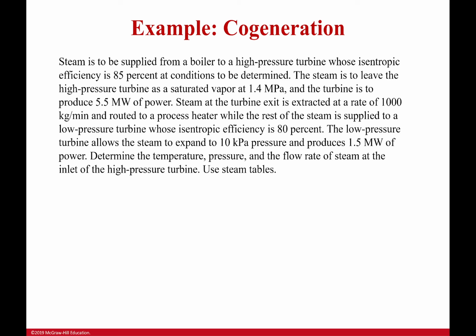Okay, buddy, here's another one of those absolutely huge problem statements for us to practice in cogeneration. So let's look at it, walk through it step by step, and we'll figure it out. In this case, I have steam. It's going to be supplied from a boiler to a high pressure turbine, whose isentropic efficiency is 85%. So we've got one turbine, 85%, at conditions to be determined.